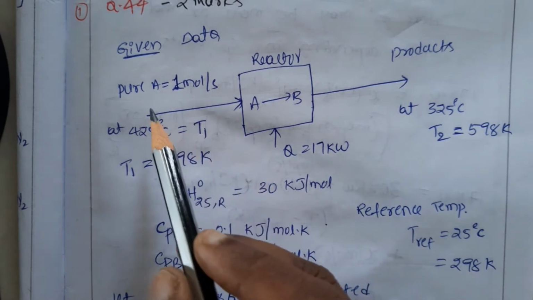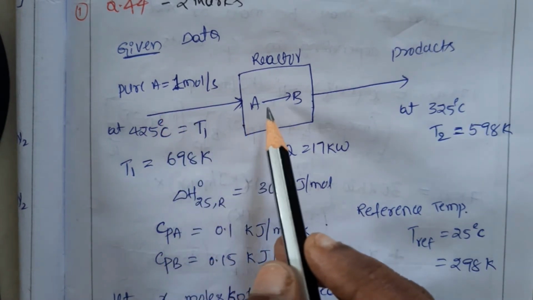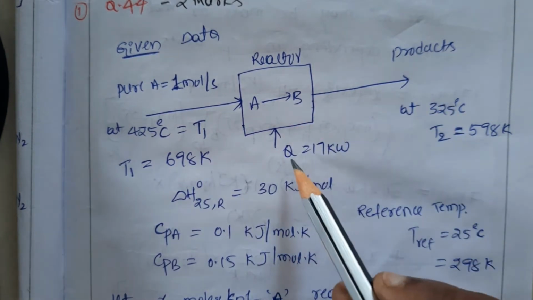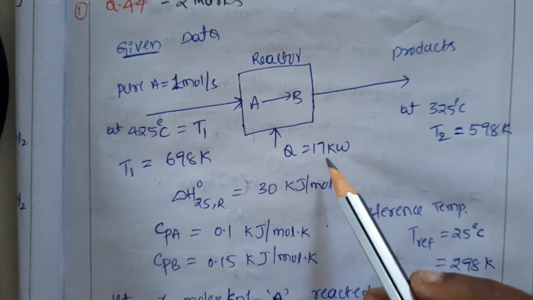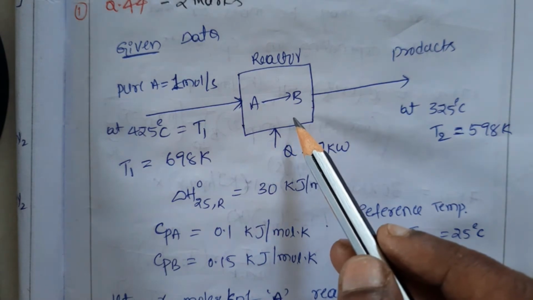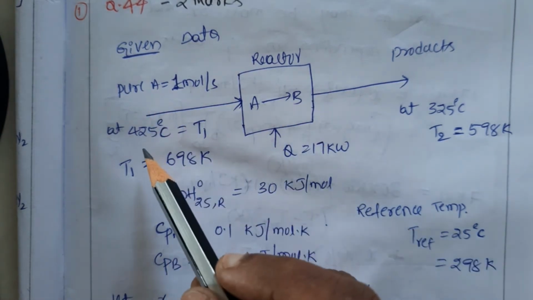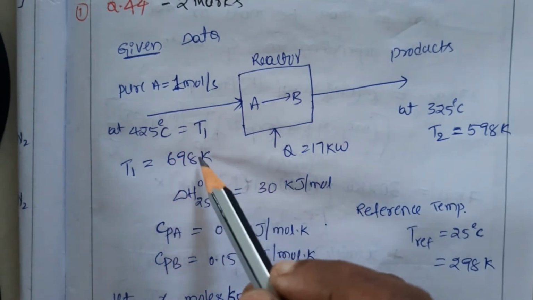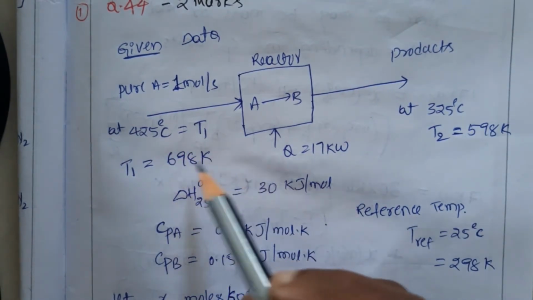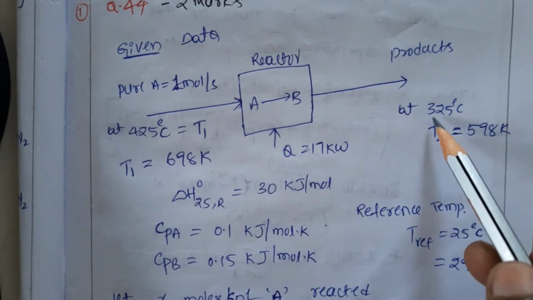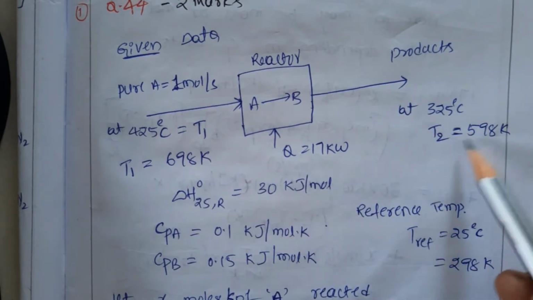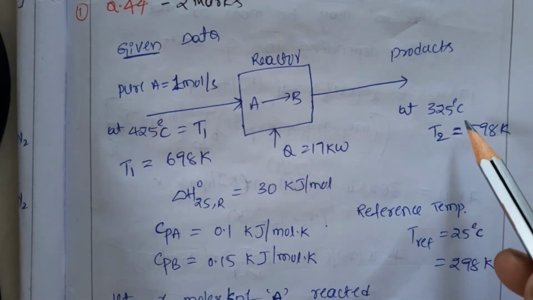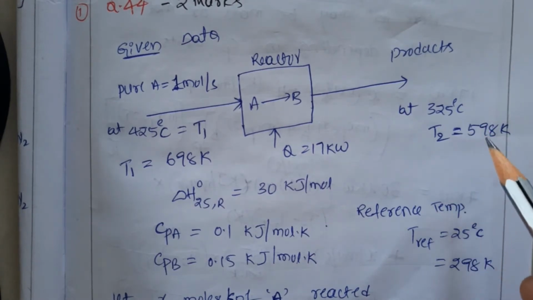In the problem, 1 mole of A is entering into the reactor and is converting into B, and products are forming. To the reactor, 17 kilowatts of heat is added. The reactant enters at 427 degrees centigrade, which in terms of Kelvin is 700, and the products are leaving at 325 degrees centigrade, which in terms of Kelvin is 598 Kelvin. All of you know, right, the conversion is plus 273.